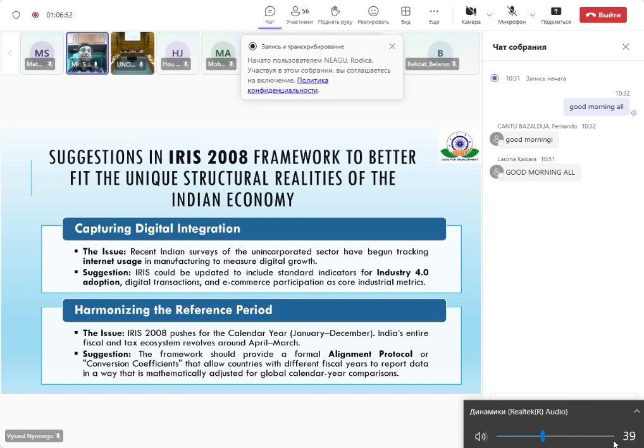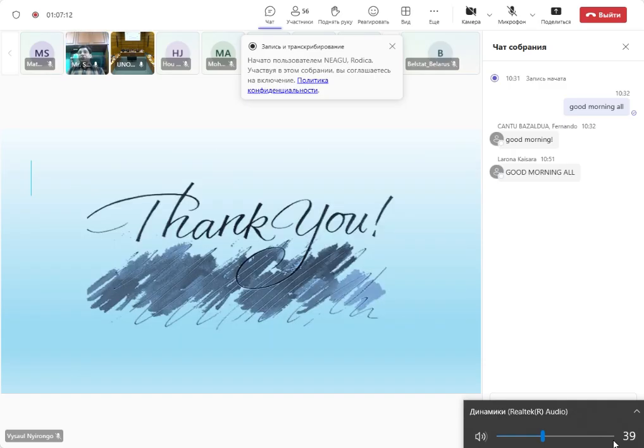So we are facing difficulty integrating our data with the international domain, because we do not have that kind of alignment protocol or conversion coefficients. So that is also my submission to the task team to consider those issues. Thanks. Next slide. So that's the entire presentation. I have pointed out 7-8 suggestions to the task team, and over to you. That's all. Thank you very much for your patience.